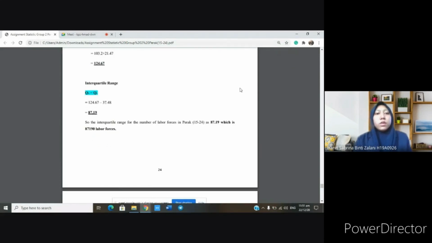So how to calculate the interquartile range? Use this formula: Q3 minus Q1 equals 124.67 minus 37.48. You can get the answer 87.19. So the interquartile range for the number of labor force in Perak, age 15 to 24, is 87.19, which is 87,190 labor force after we convert.